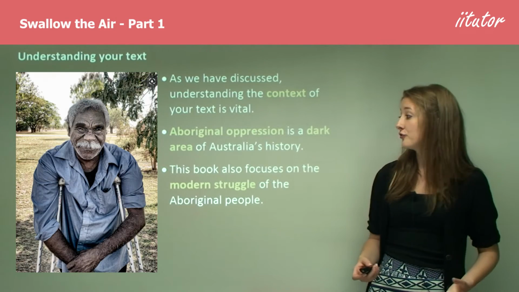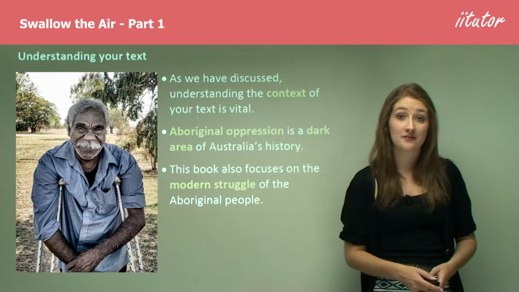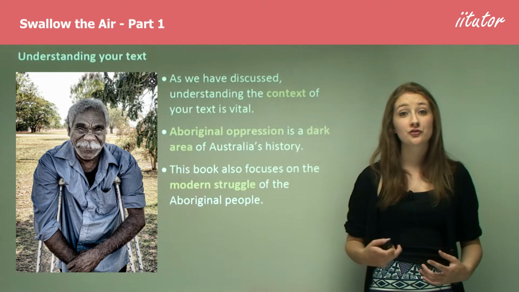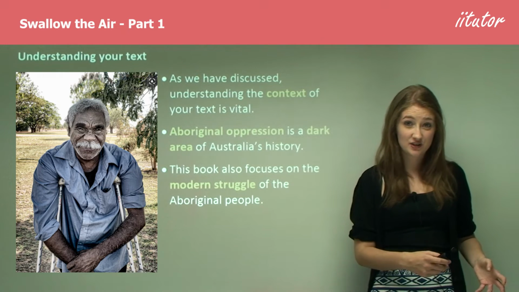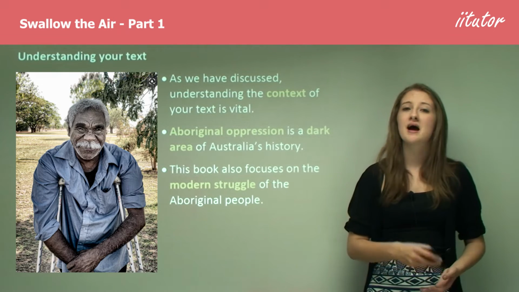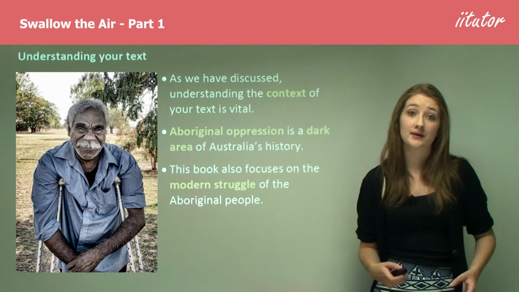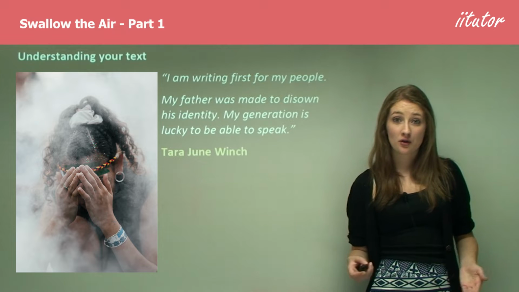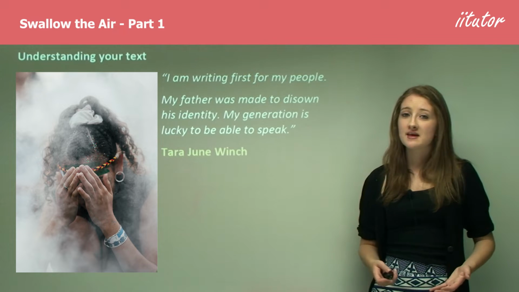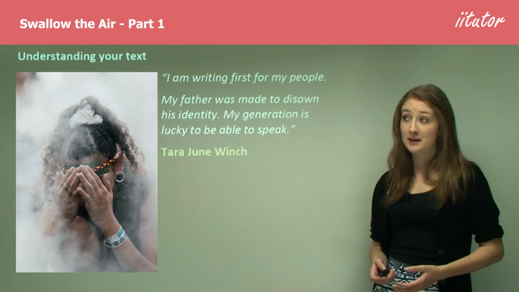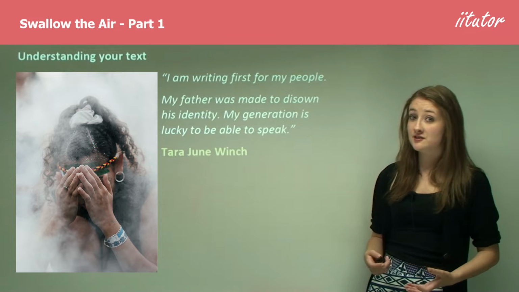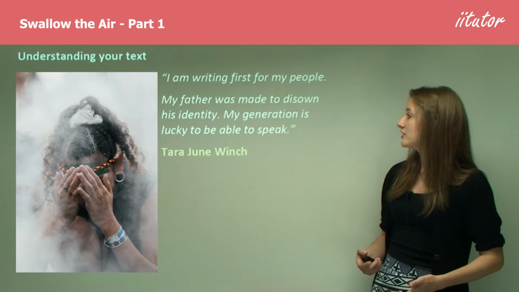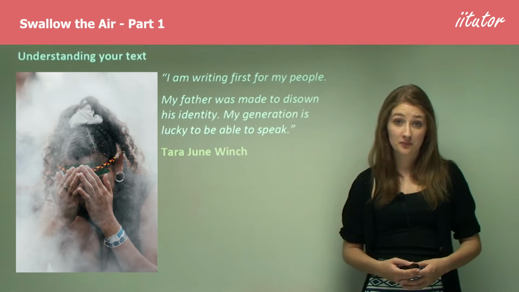So this book also focuses on the modern struggle of the Aboriginal people. So we're not just looking at the way in which they've struggled in history, but the way in which they sort of as a collective are sort of struggling in modern society. If we take a look at this quote from the author Tara June Winch, we see that, "I am writing first for my people. My father was made to disown his identity. My generation is lucky to be able to speak."